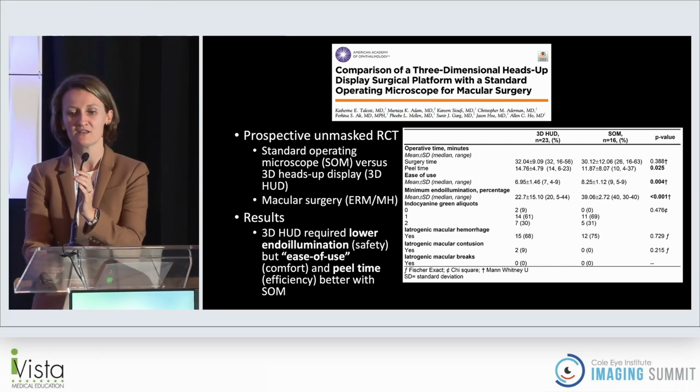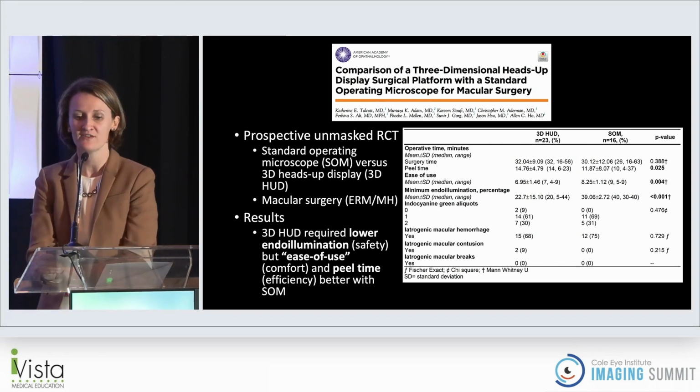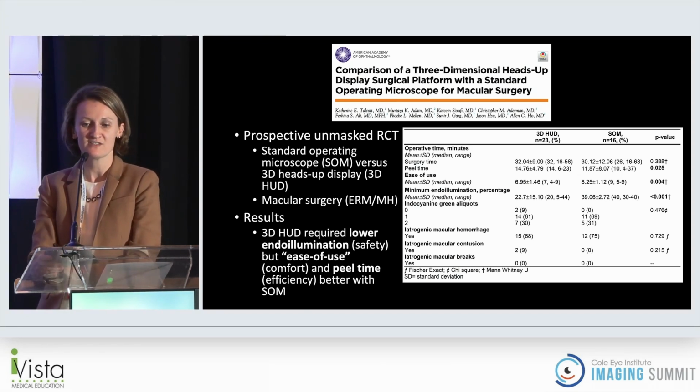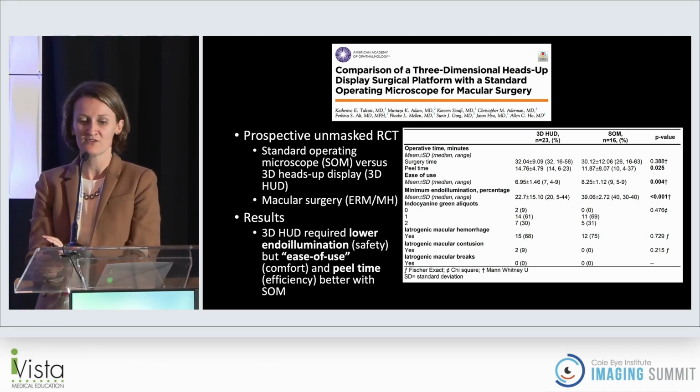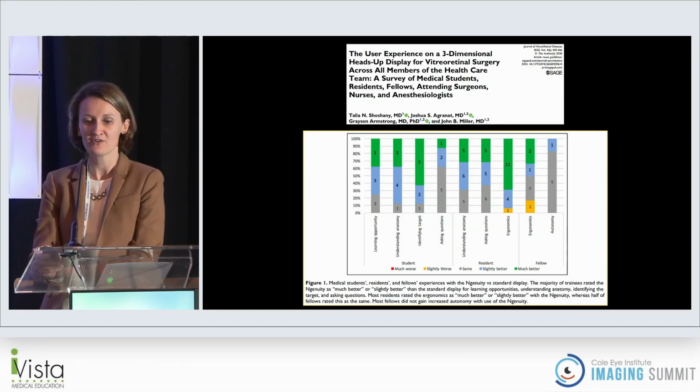There's been studies looking at this. This is a study that I worked on when I was a fellow at Wills, which was a prospective study looking at the Ingenuity system. And we found that 3D heads-up display really required lower light levels, but ease of use and peel time was actually better with the standard operating microscope.